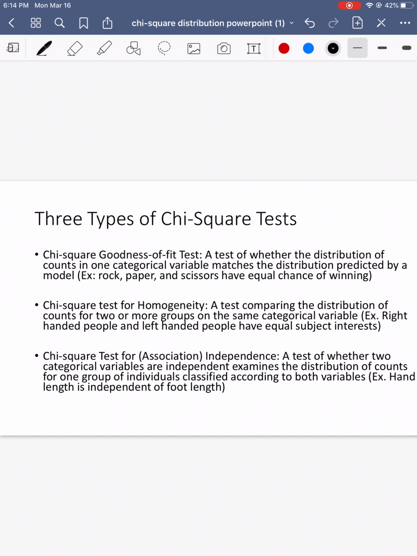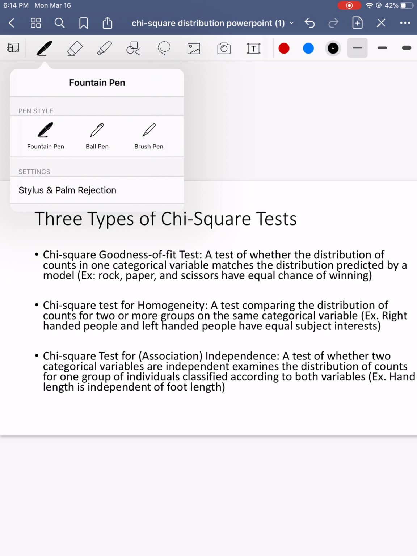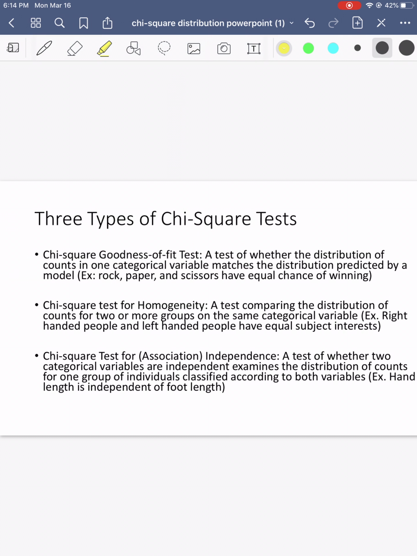There are 3 different types of chi-squared tests, each of which we'll talk about this week. We're going to take a look at the second one on Thursday, the last one on Friday, and the first one tomorrow. So again, these tests are dealing with categories.